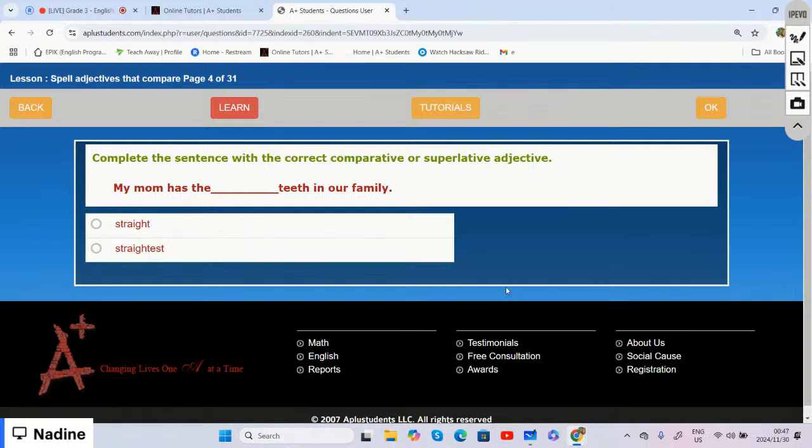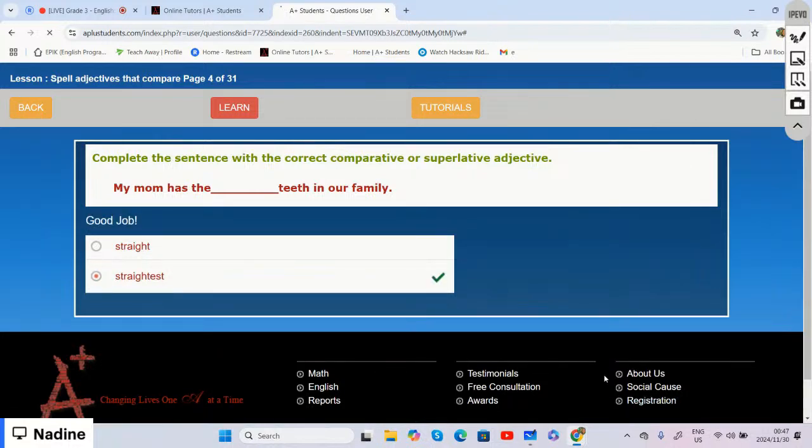All right. And if we were to choose the correct option, we will say my mom has the straightest, option two, teeth in our family. Well done.